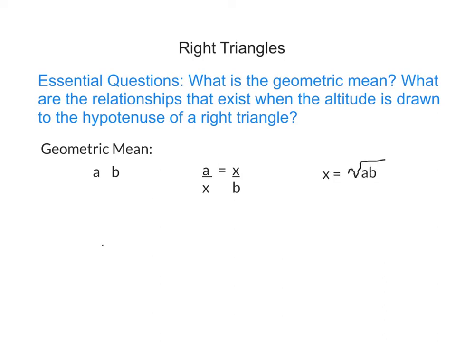So therefore, if I had any two numbers, say 5 and 11, and I wanted to know the geometric mean between 5 and 11, I would simply say that the geometric mean is equal to the square root of 5 times 11, or the square root of 55.